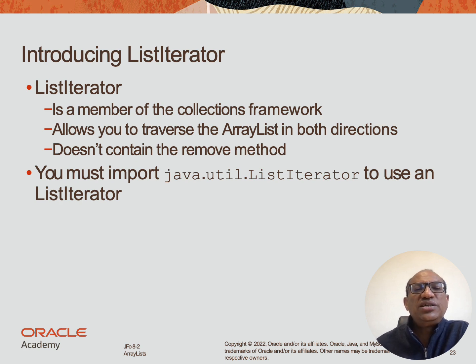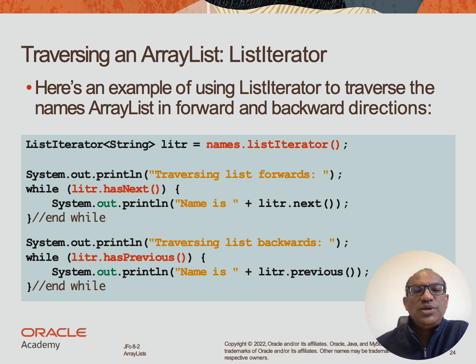Want to go both directions? Then use ListIterator. Using ListIterator, use next to traverse forwards, and use previous to traverse backwards. This is really helpful when editing or reviewing from both ends.